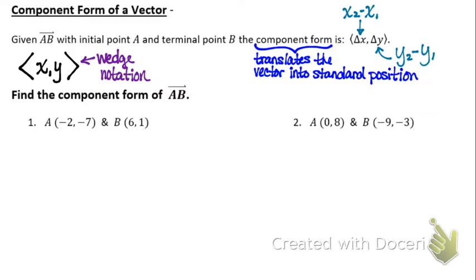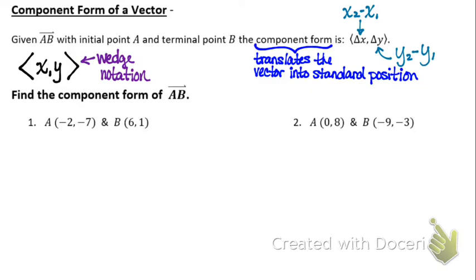Writing it in component form with wedge notation takes my initial point, wherever it used to be, and translates it to the origin. And then the wedge notation tells me the new location of the terminal point. That makes it much easier to determine the magnitude and the direction. So I want to practice doing that. We want the change in x, so x2 minus x1, to get the x part of our component form, and y2 minus y1.